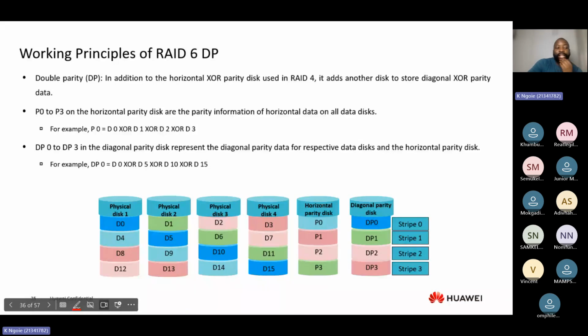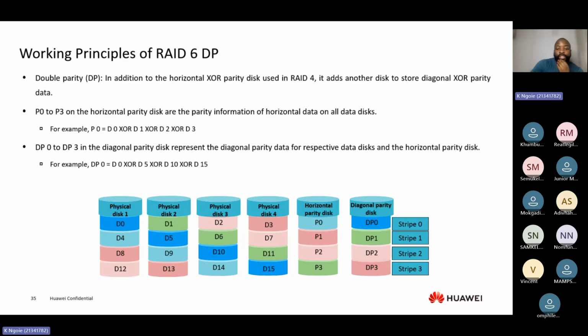This is the structure that already worked when we talked about RAID 5, which we spoke about last week. Okay, so a P0 now will be here. We'll have a D0, D1, D2, and D3, so it's going to act on this disk. That's how we're going to calculate the horizontal parity, and then the diagonal parity.